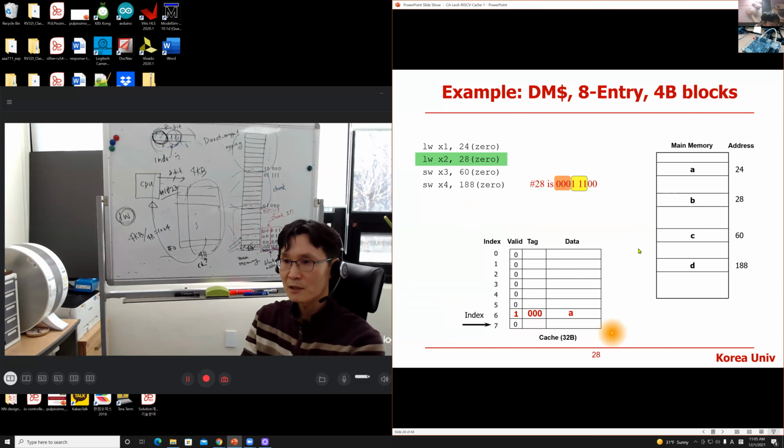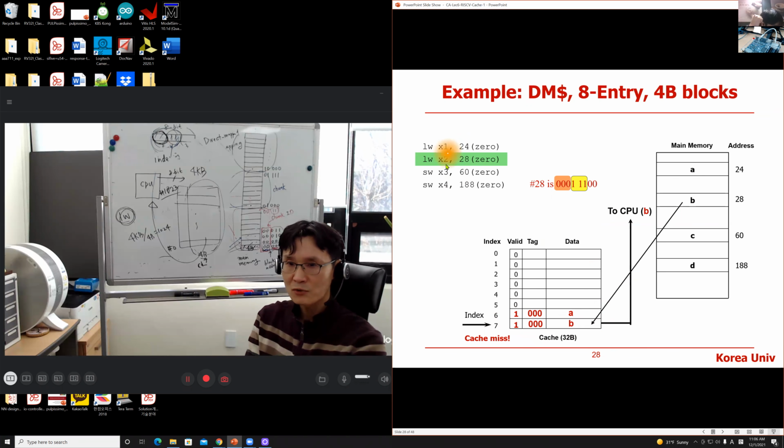Read the memory block into the cache, like this. Cache miss, okay? Fill that memory block into that cache entry and record the chunk ID. The chunk ID is 000. And set the valid bit to 1. Now cache entry number 7 is also valid. Second, supply that data to the CPU. So the X2 register now contains that data B.